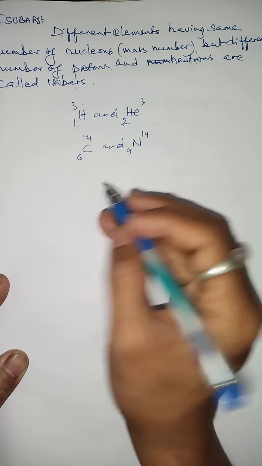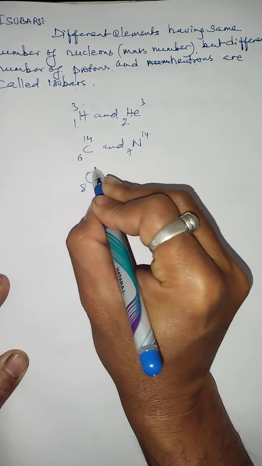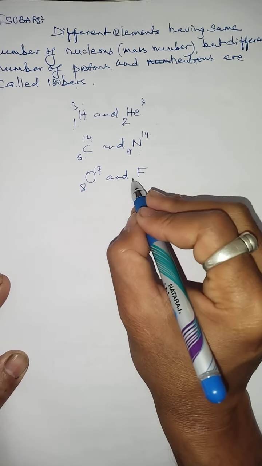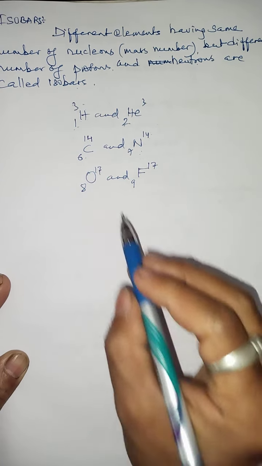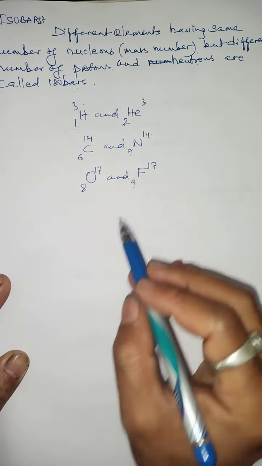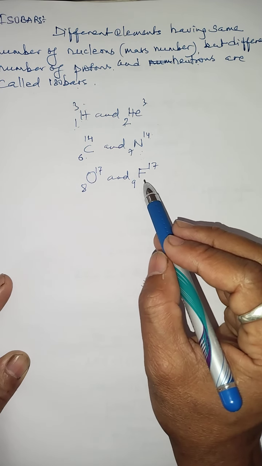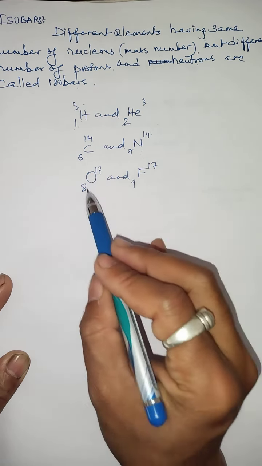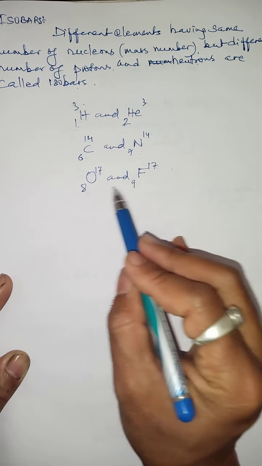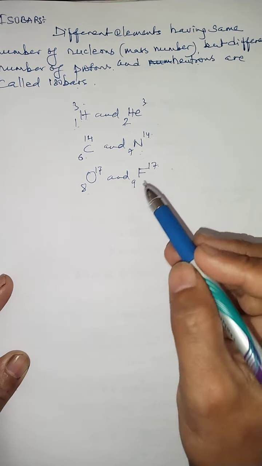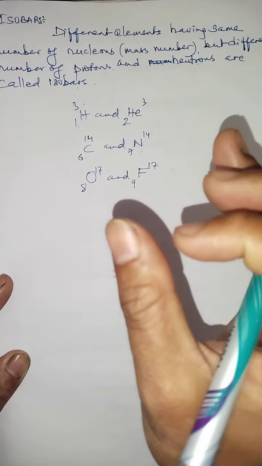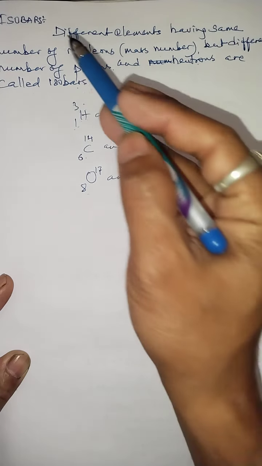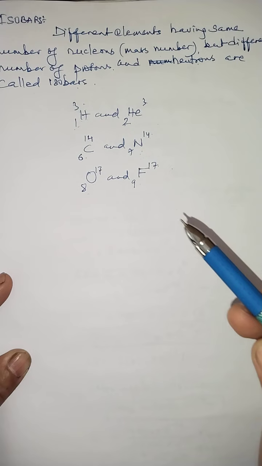Similarly, if I go to the next one, like oxygen, O-8, 17, one of the isotopes of oxygen, and I compare it with one of the halogen elements called fluorine, 9 and 17. If you look at these two elements, one is oxygen and one is fluorine. Fluorine is a group 7 element comprised of non-metals, and oxygen is simply a gas. Their mass numbers are the same, 17 and 17, but the atomic numbers are different. Due to that, these elements are also placed in different columns of the periodic table. Their periodic properties are also different. So in this way, we can classify nuclei of different elements on the basis of what? Isobars.